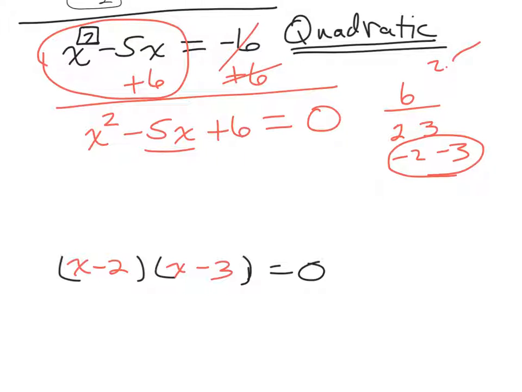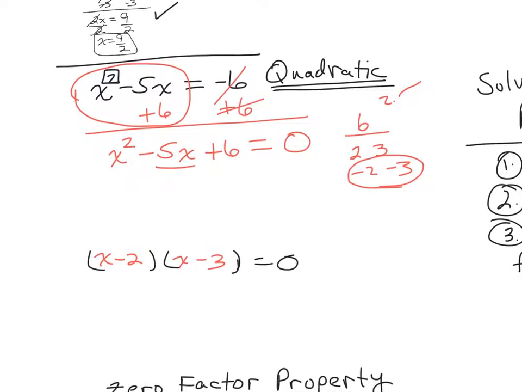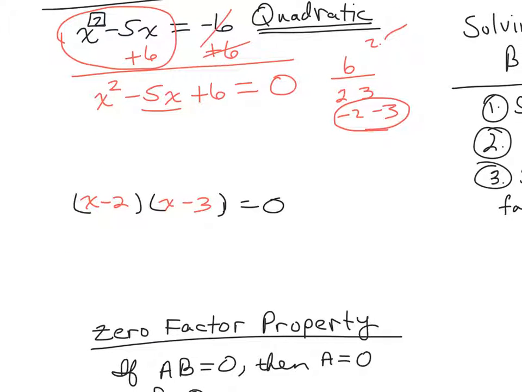Alright, and now step 2 is done. And not only is it done, but do you see that we've made this equation look like those others? So we can take each factor, set it equal to 0, and solve to finish this problem off. So let's do that. We'll let x minus 2 be equal to 0. We'll let x minus 3 be equal to 0, and we'll solve each of those.